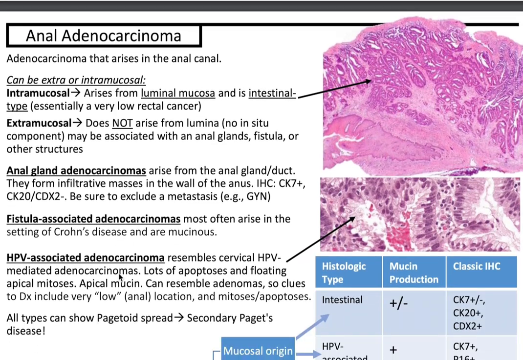Anal adenocarcinoma. It can be extramucosal or intramucosal. Intramucosal arises from luminal mucosa and is intestinal type, essentially a very low rectal cancer. Extramucosal does not arise from lumina. There's no in situ component and may be associated with anal glands, fistula, or other structures.